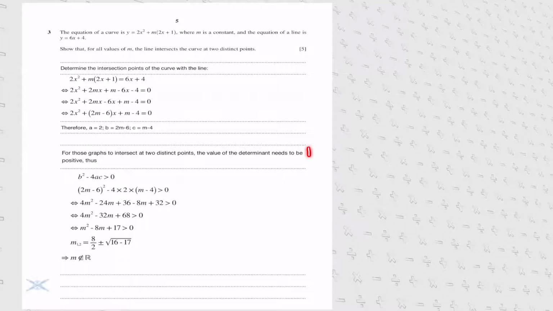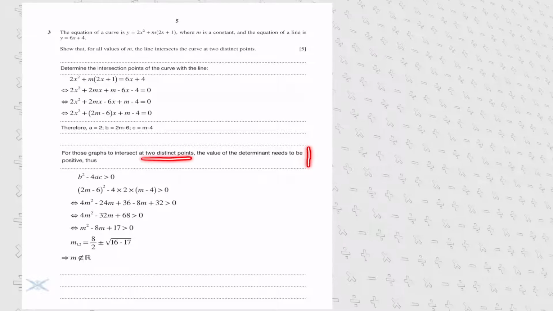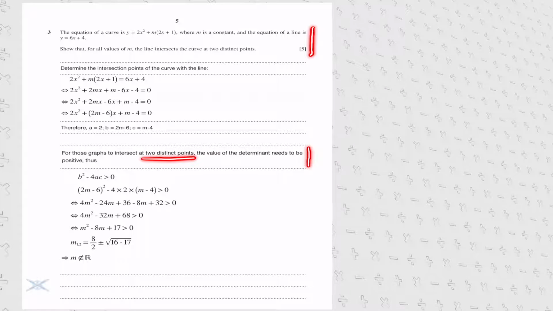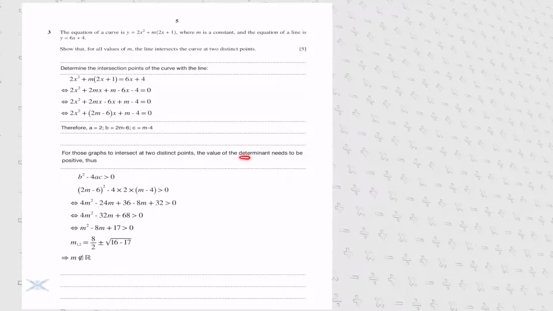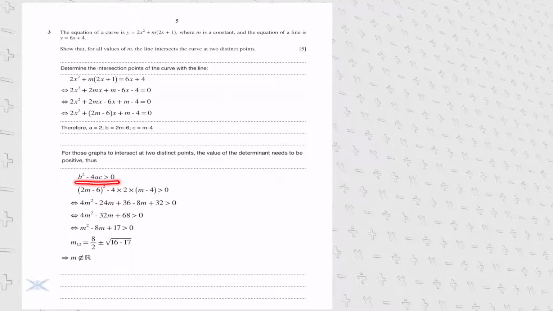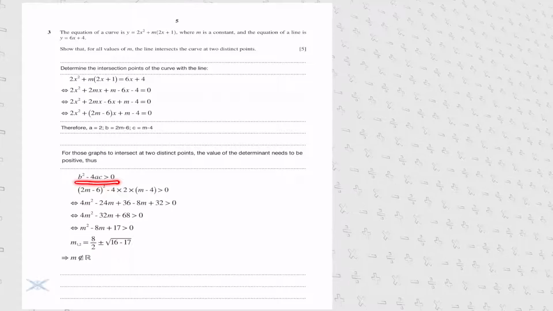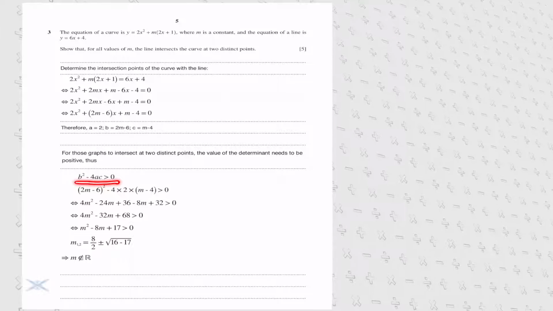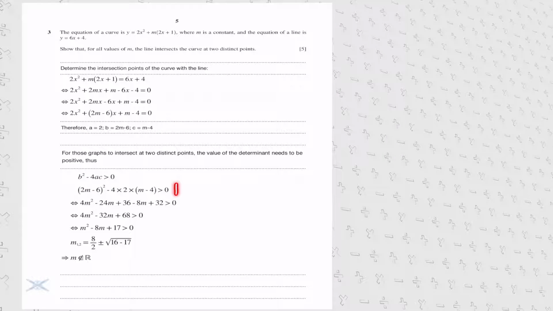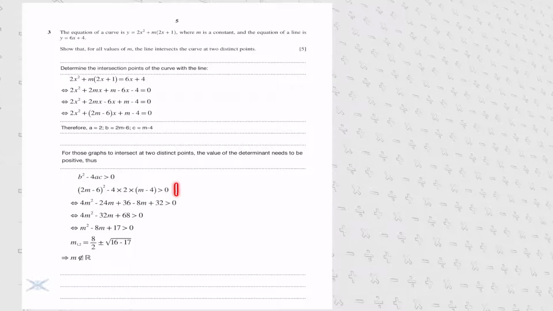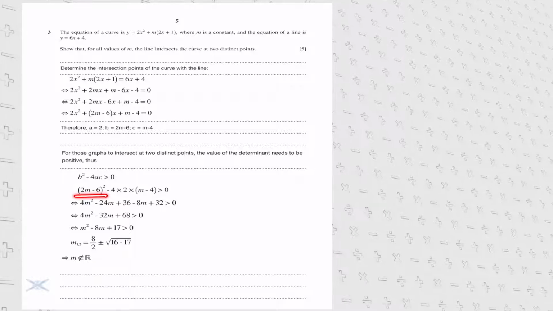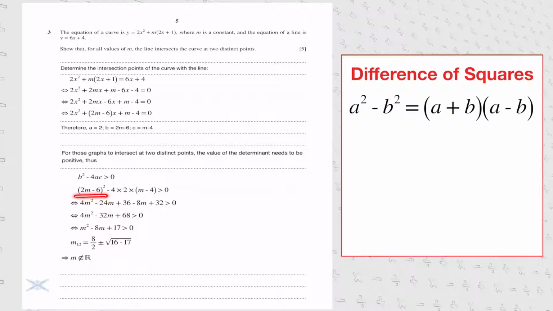Now for those graphs to intersect at two distinct points as required in the description of the exercise, we need to make sure that the value of the determinant is positive, and in order to determine all of the values m for which this expression is positive, we simply replace the variables b, a and c with the aforementioned values. After having replaced all of the values within this inequality, we will expand this expression with the formula for the difference of squares, which you are provided with on the right hand side of the screen.